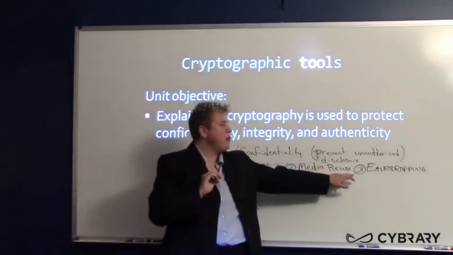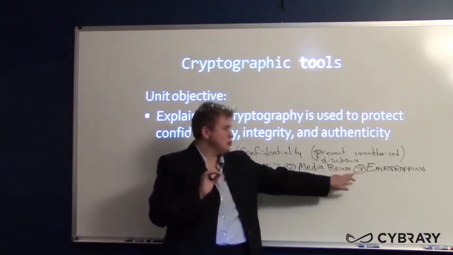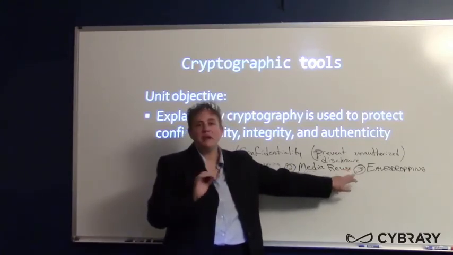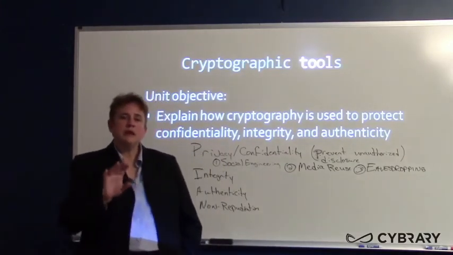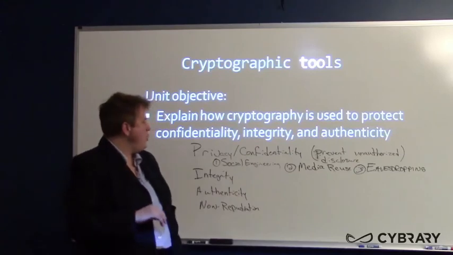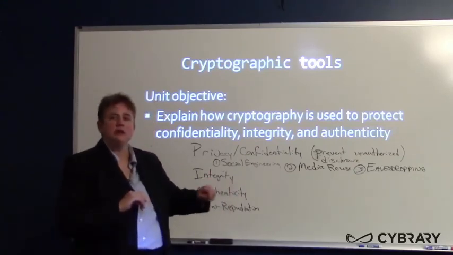So for the third problem, eavesdropping, the way we want to solve or mitigate that is certainly to encrypt sensitive information, but even better, keep it off the network altogether. Okay. So that's the section on confidentiality. We have the other elements of integrity, authenticity, and non-repudiation, which we'll get to in just a moment.